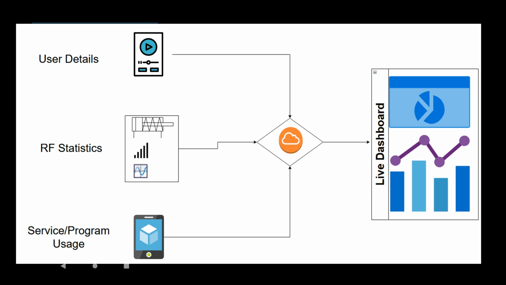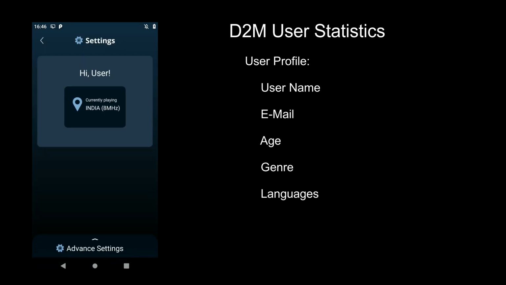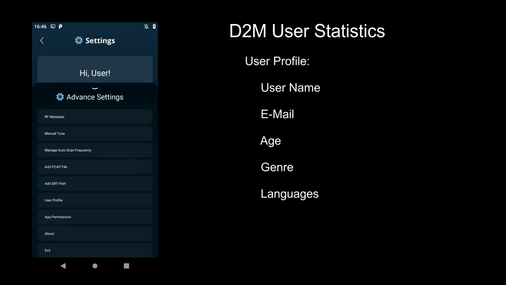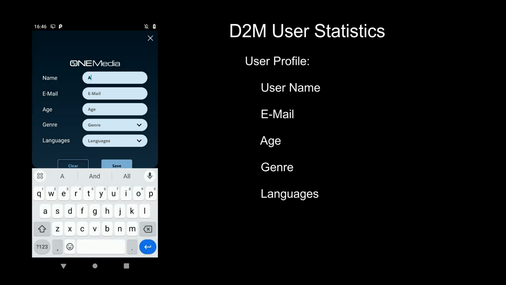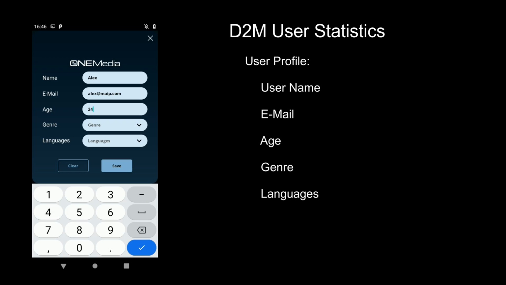We have got a test dashboard to showcase this. As you can see, I have mirrored my phone again. I will now show the voluntary details in the application for the user profile. From the application settings, the user can enter his generic information like name, email, age, interested genre, and languages, which will later be used in deciding which dynamic ad should be presented to the user.